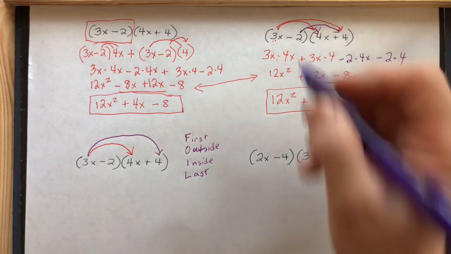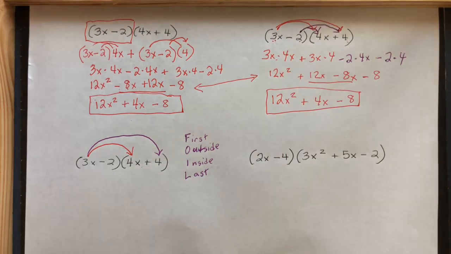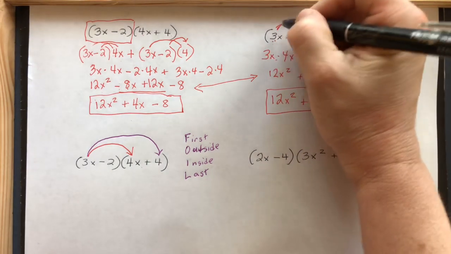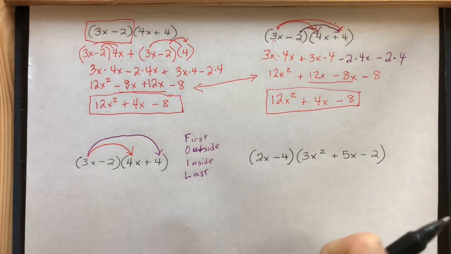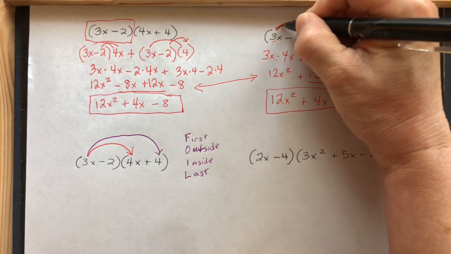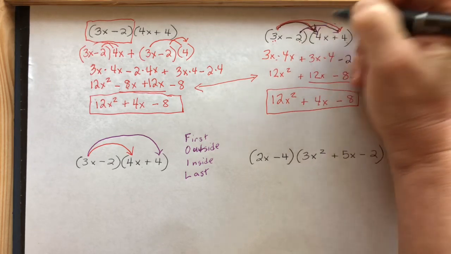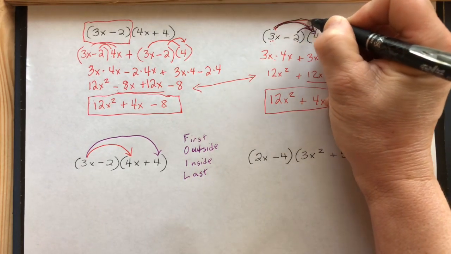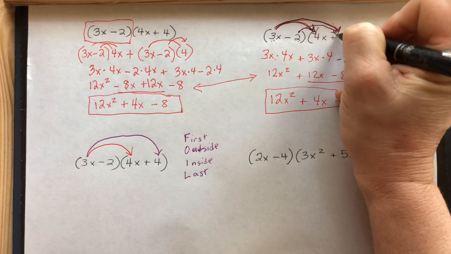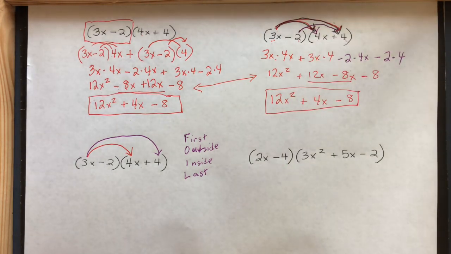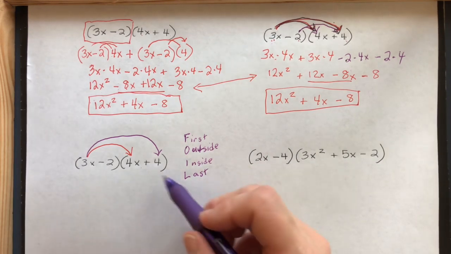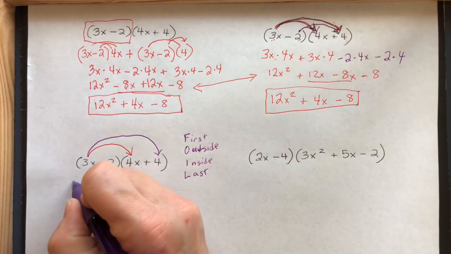Well, look here. That's simply, this is what I did first. I did this one first. Then I did the outside terms. So see, I'm doing the very same thing. And then, so let me write this down. First is 3x.